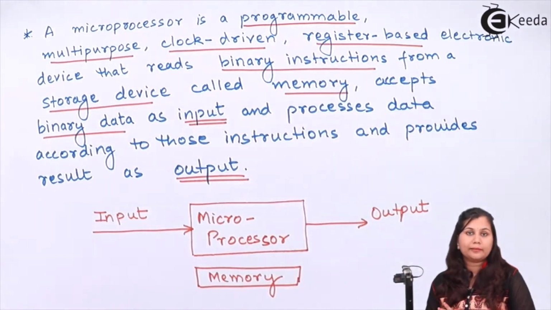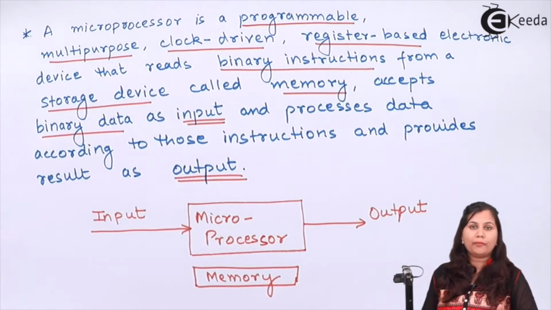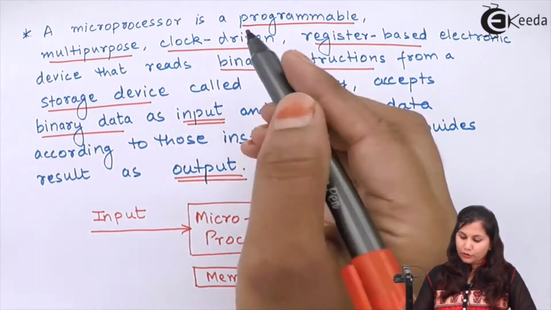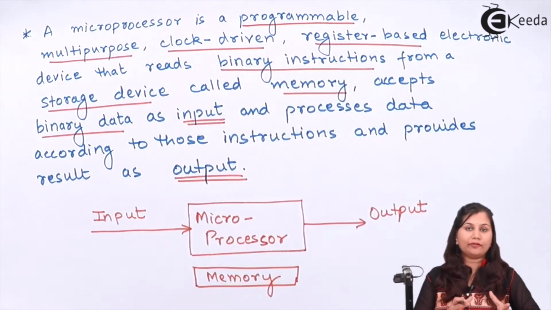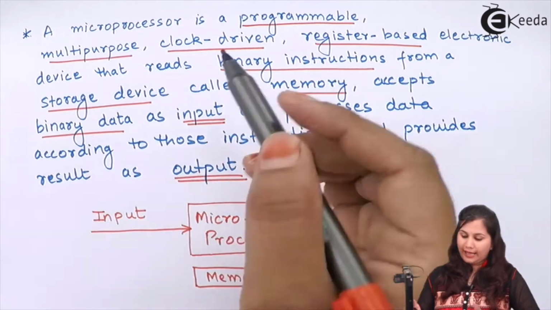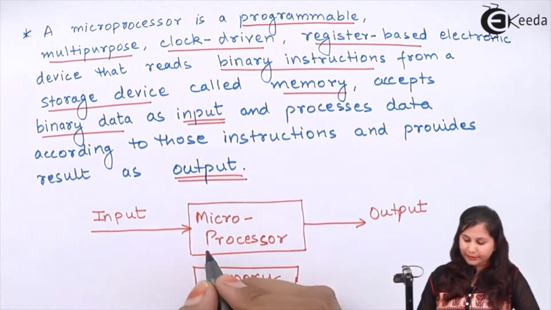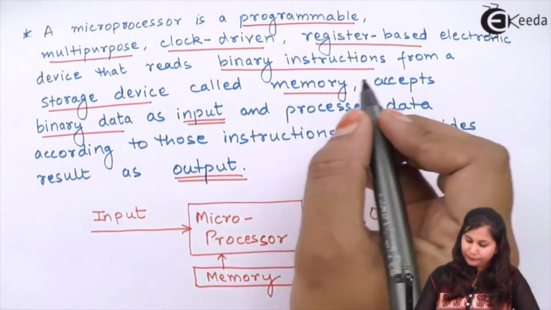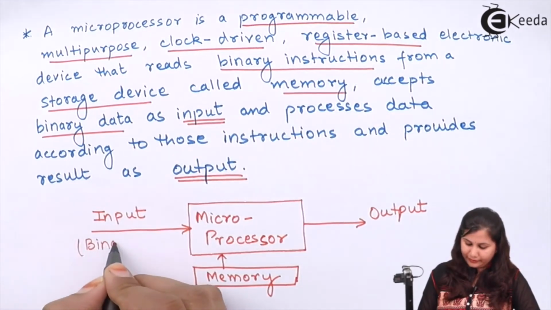Now the microprocessor is a processor, and I have said that it is processing something, it is processing the data. Here the data is in the form of binary data. That means binary numbers 0 and 1 are used. Because it is a programmable device, we have to write the program using instructions, and these instructions are binary instructions. Now these instructions are written in the memory. So the microprocessor is going to read the instructions from the memory and accept the binary data as input. So here the input is in the form of binary data.